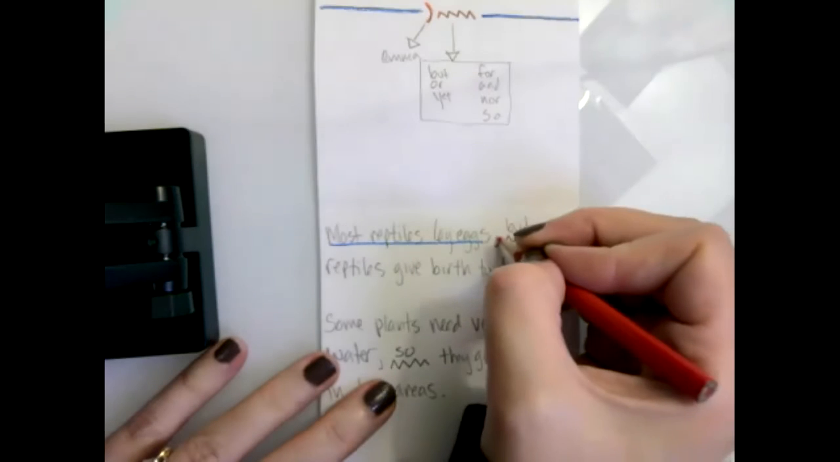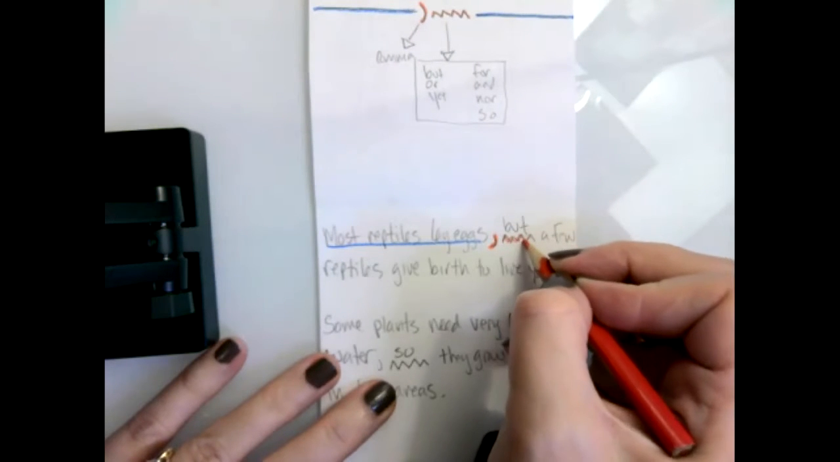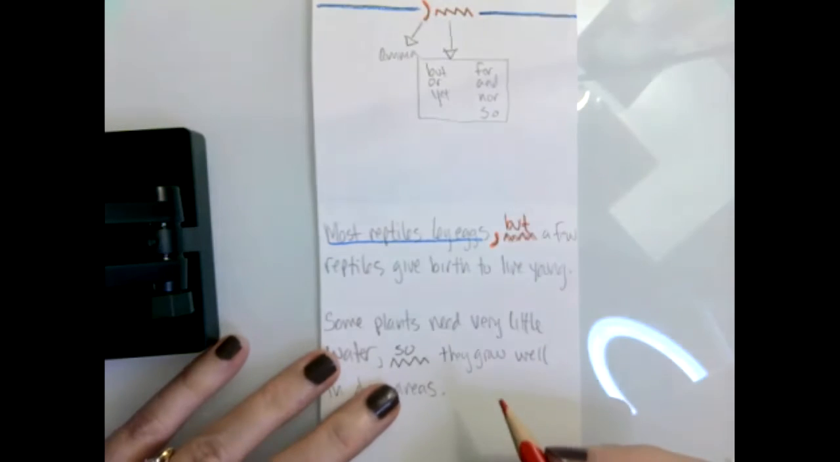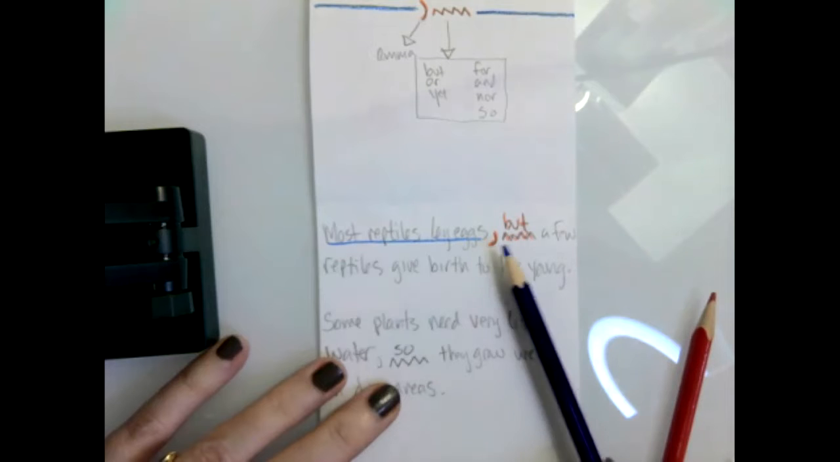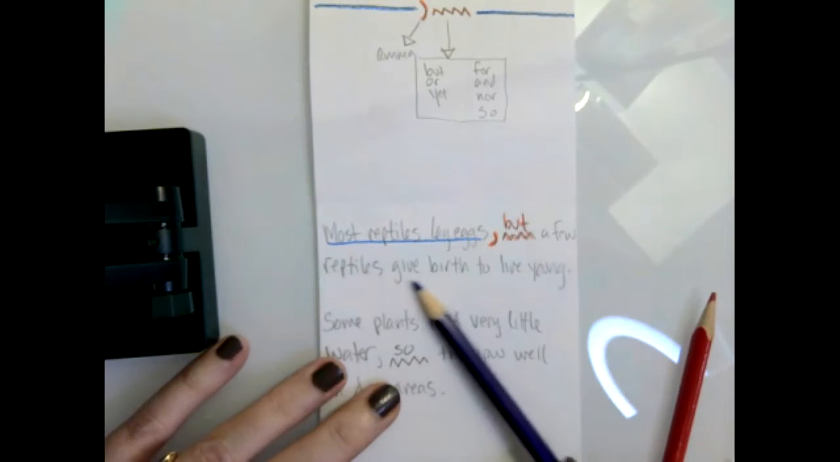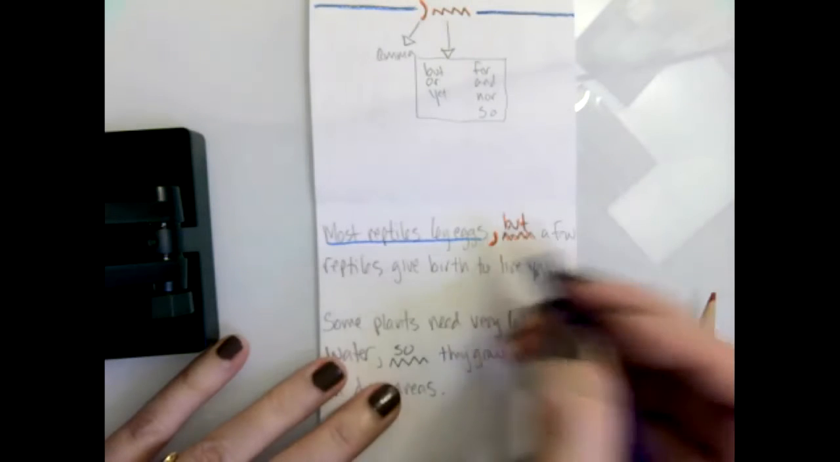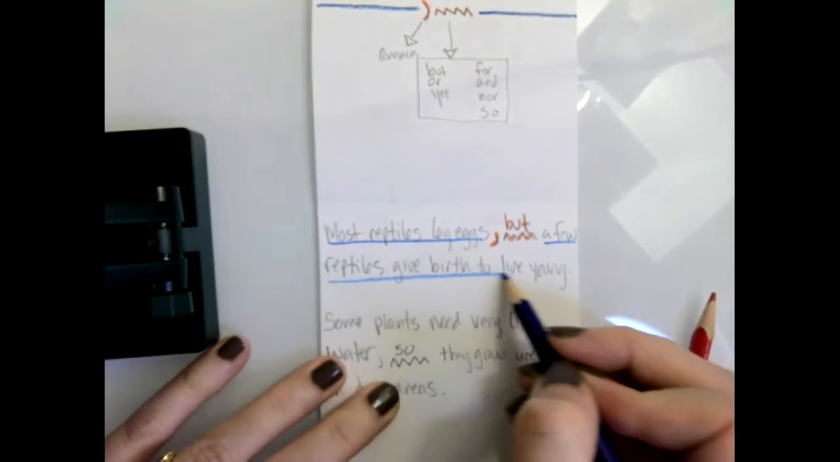Then we have a comma and a special helper word, but. We're going to go over that in red. So, most reptiles lay eggs, comma, but a few reptiles give birth to live young. So it starts with an independent clause, and it ends with one.